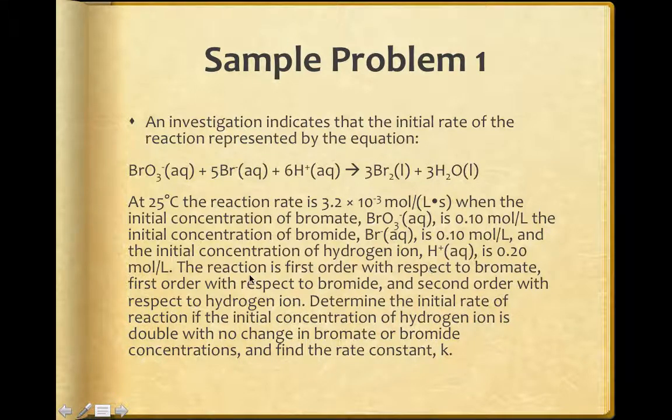Now, in the question, it's telling us that the reaction is first order with respect to bromate, first order with respect to bromide, and second order with respect to hydrogen. We want to figure out the initial rate of the reaction if the concentration of hydrogen is doubled, with no change in the concentration of the other reactants. Additionally, we're asked to solve for the rate constant K. Okay, so let's see if we can try to break this down.